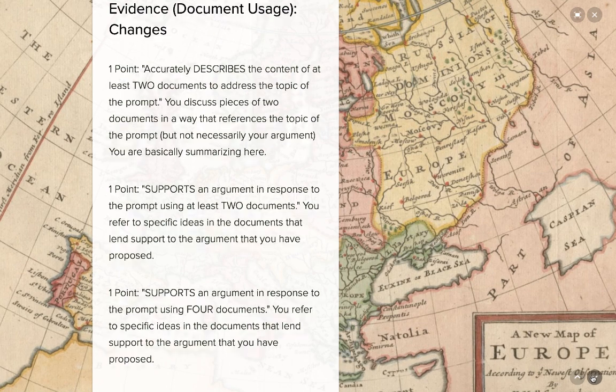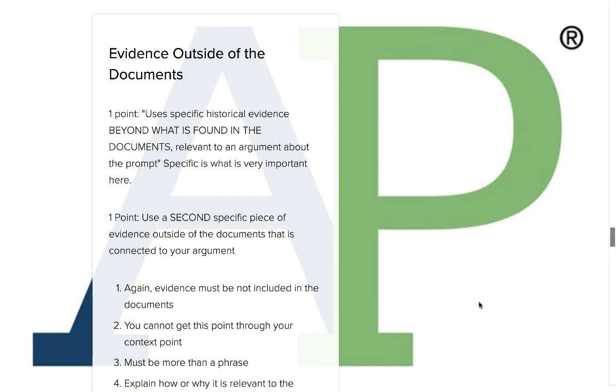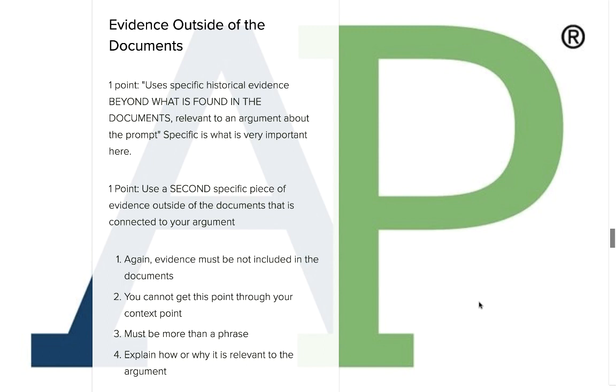Okay, now moving on. Now we have evidence outside the documents, okay? In this case, we're going to use specific historical evidence beyond what is found in the documents relevant to an argument about the prompt. I have here specific is what is important. You have to talk about specific events, people, movements here. We're not being very vague. We're not talking about, hey, trade was important. You need specific events. This is you showing your knowledge of the content.